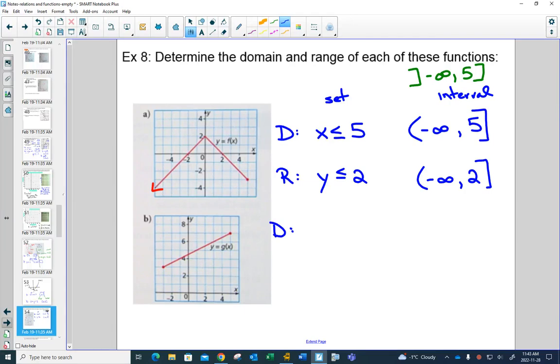Alright, part B. Domain. As a strategy, when the line is connected in between, you are looking for a smallest value and a biggest value. Does this one have a smallest value for your x's? -3, right there. Does it have a biggest value for x's? Yes, right there, +5. Everything in between there exists. So we would write that x is between -3 and 5. There would be equal signs on both of them because the dots are filled in.